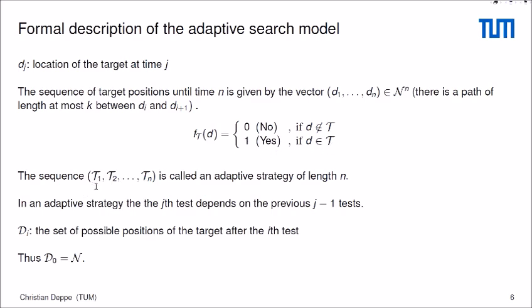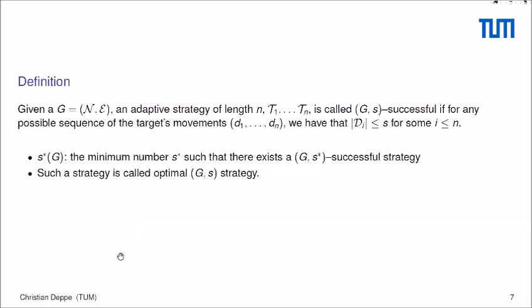And the sequence T_1, T_2, up to T_n is called an adaptive strategy if the j-th test depends on the previous j-1 tests. That means if we do a test T_j, then we know the result of the previous tests and can take the results into account and do the next test. That is an adaptive test. By big D_i, we denote the set of possible positions of the target after the i-th test. That means we start with i equals 0, so we start with all elements. So we start with D_0 equal to [n].